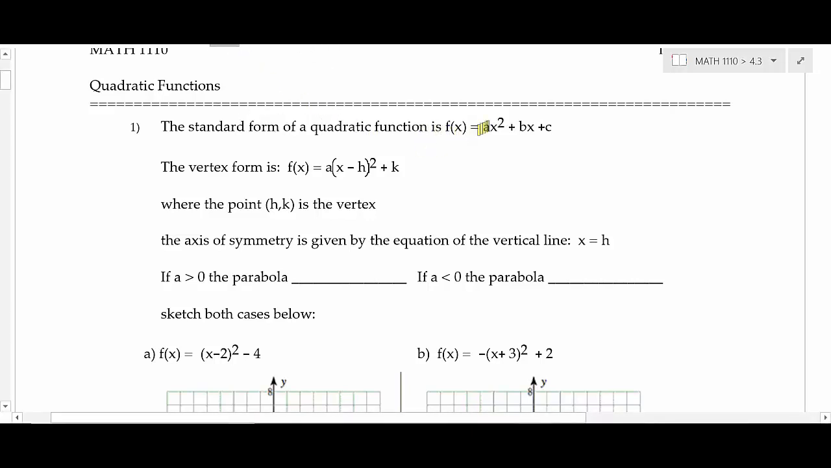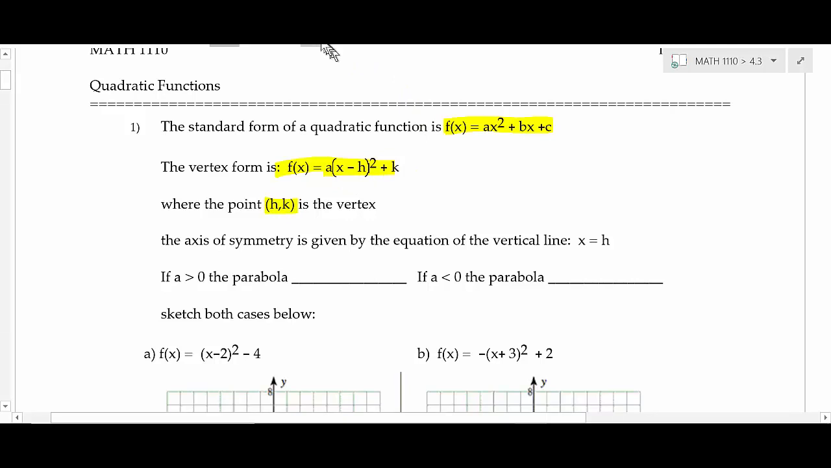Okay, so first of all, this is the standard form. This is what you're familiar with. ax squared plus bx plus c is your standard form. And then this is your vertex form. That's what's new that we haven't talked about yet. Okay, so hk is the vertex.